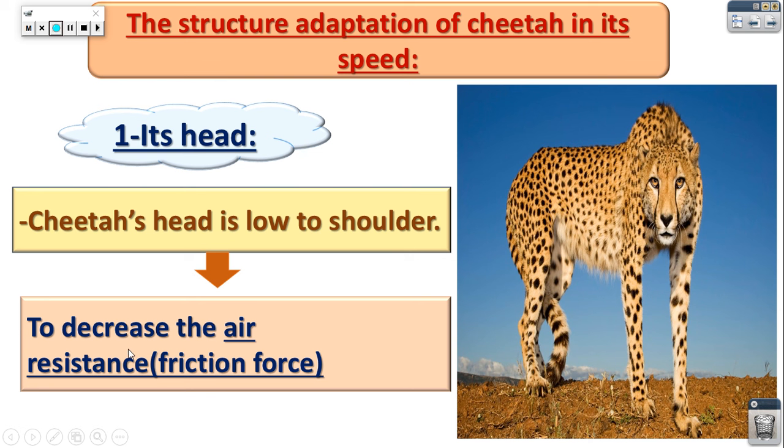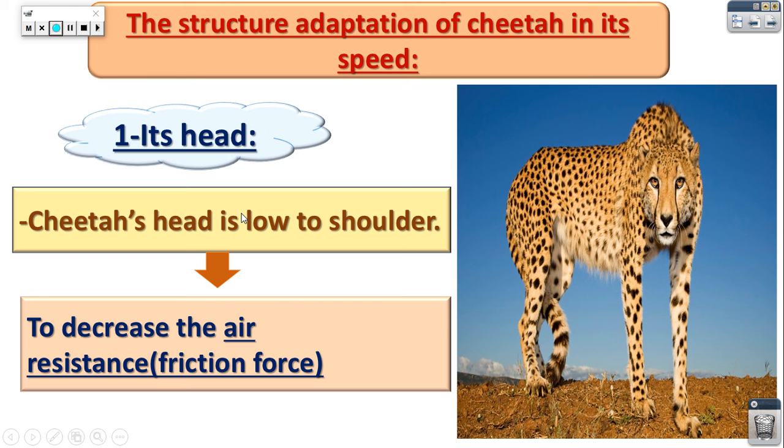Air resistance is the type of friction force when the object touches the air or rubs against the air. When the cheetah starts to run, its head is touching what? The air, or rubbing against the air. So between its head and the air, there is a friction force. This type of friction force is called air resistance. So when any object touches or rubs the air, between them there is air resistance, which is a type of friction force.